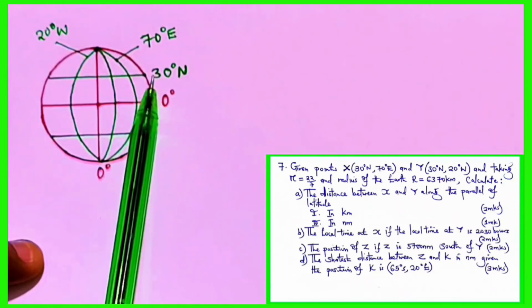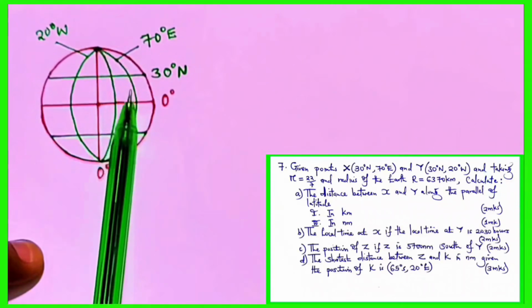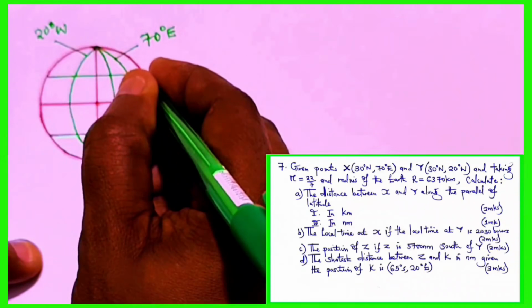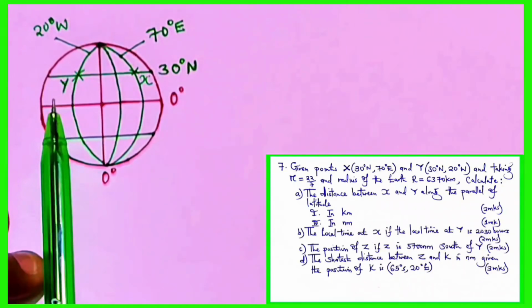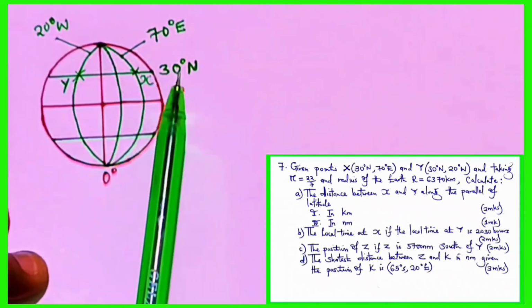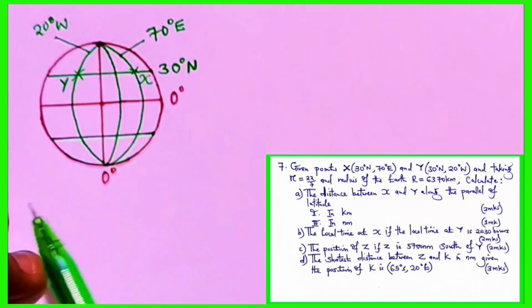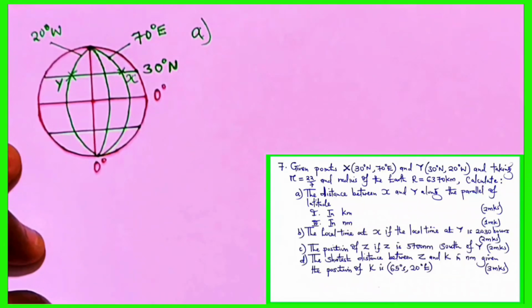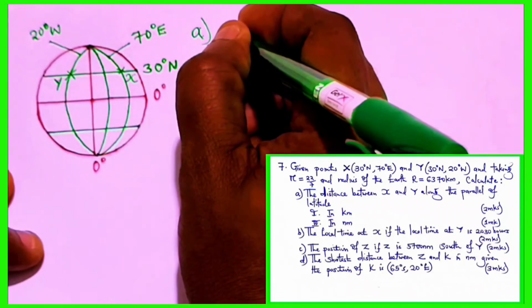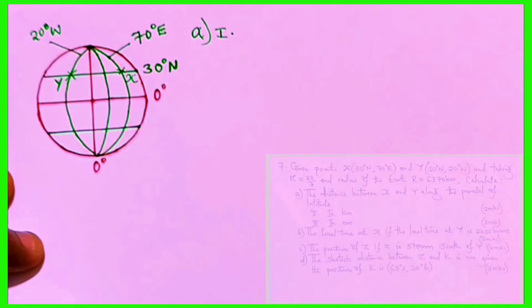Let's capture the points on a diagram. We've been told that point X is on a latitude 30 degrees north and then on a longitude 70 degrees east. So this is where point X is found, and point Y is found on a latitude 30 degrees north and then 20 degrees west. Part A of the question, you are being told to calculate the distance between X and Y along the parallel of latitude, and then in Roman 1 we are going to find that distance in kilometers.